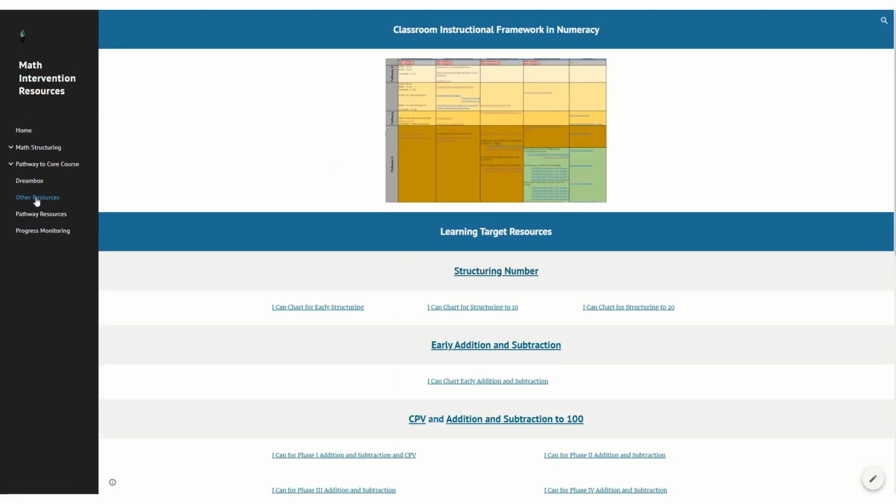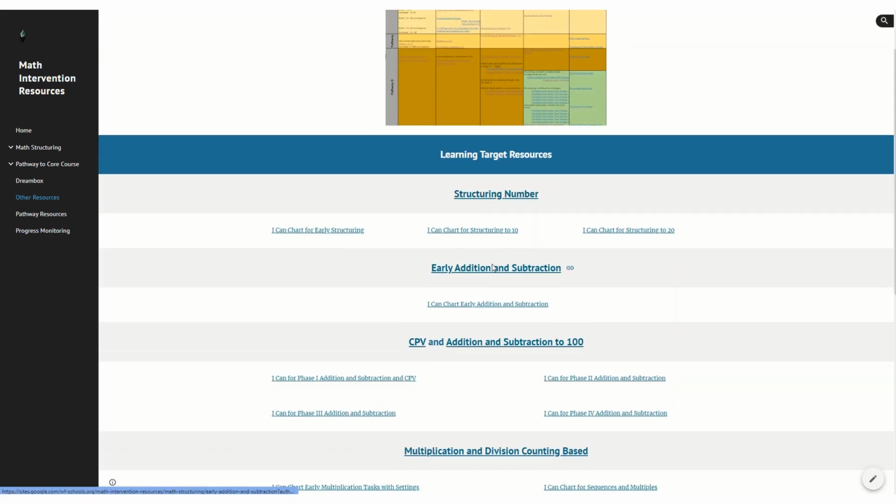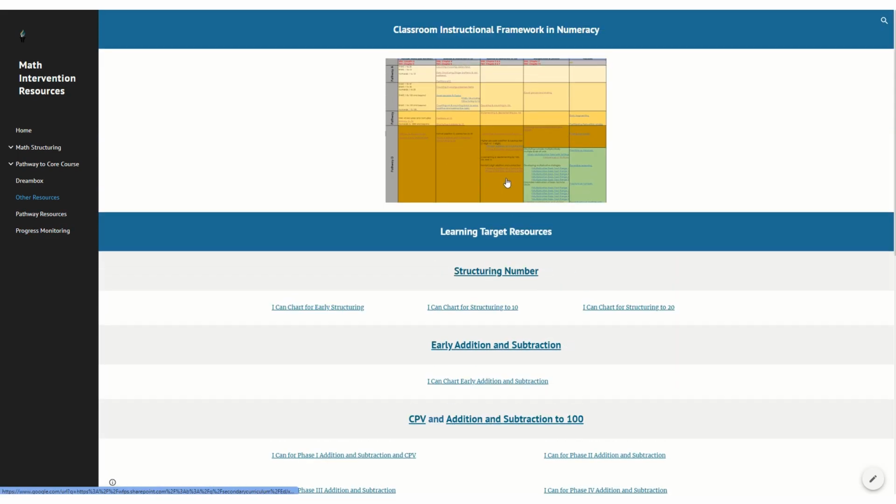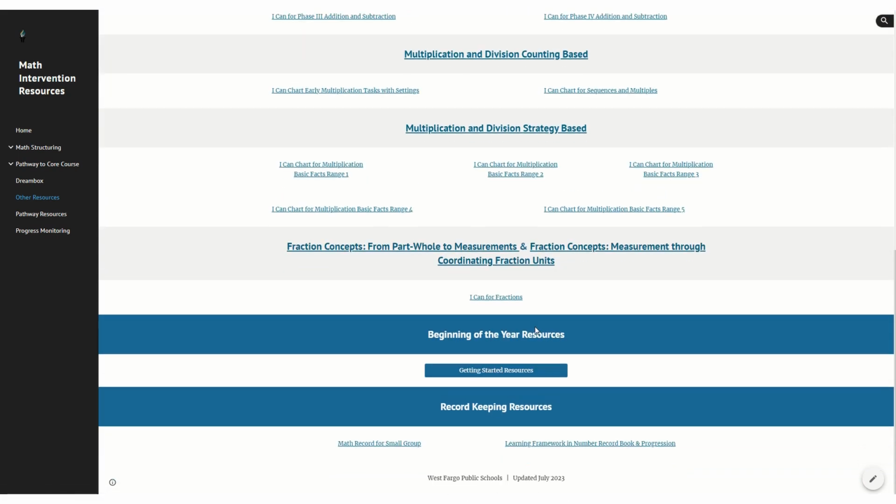Other resources that are on here, you have the I can statements. This, remember, is the classroom instructional framework where we're focusing on the green, as well as beginning the year resources that you can use in the first couple weeks of school. In addition, these 2 are spreadsheets to help you keep track of where your learners are at on their individual pathway.